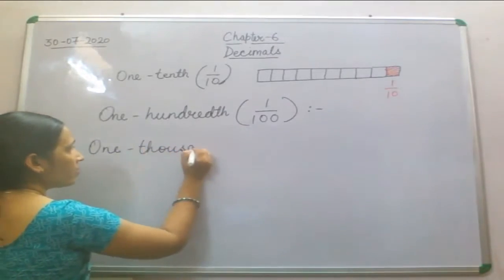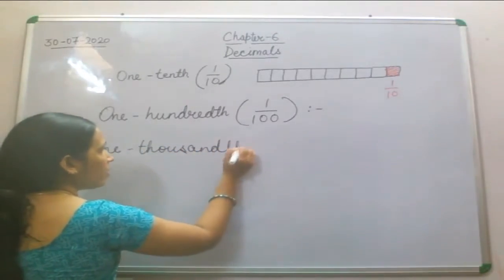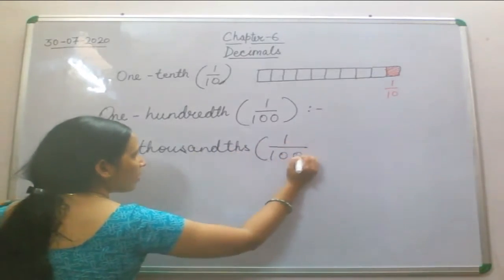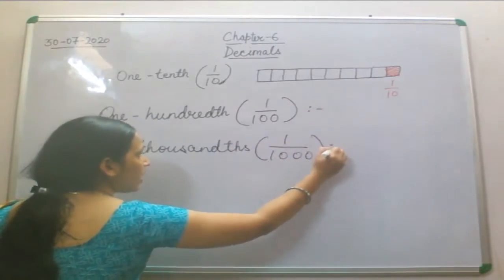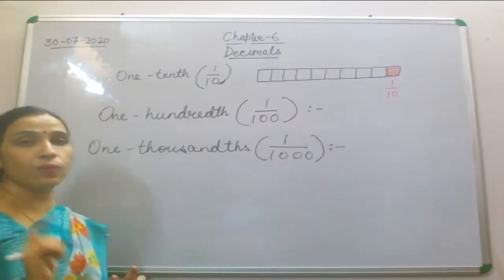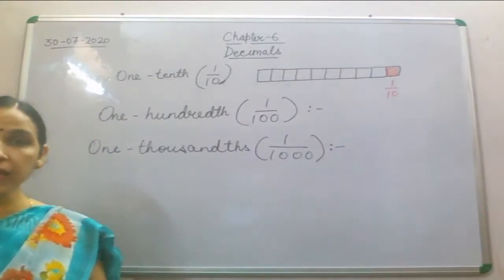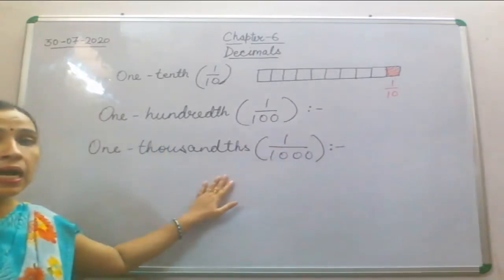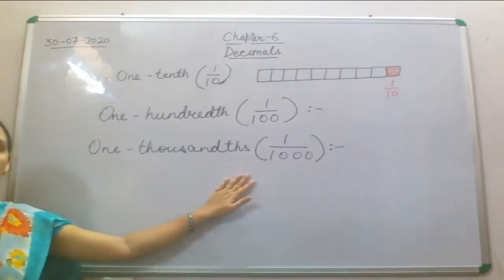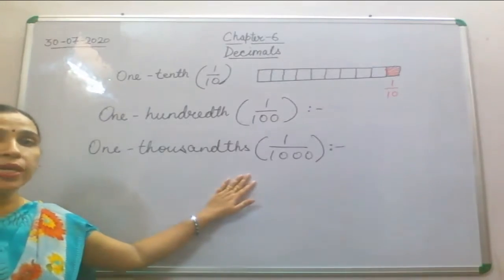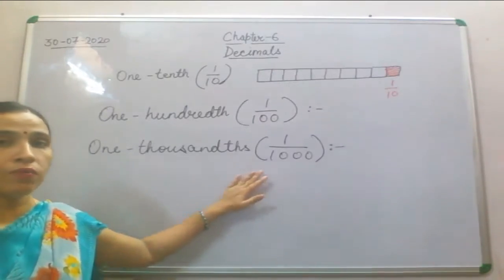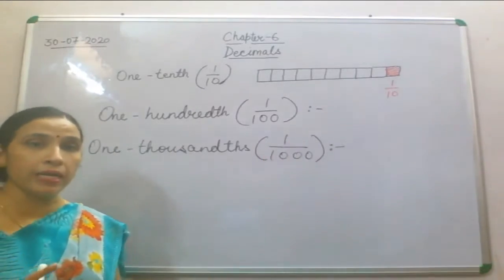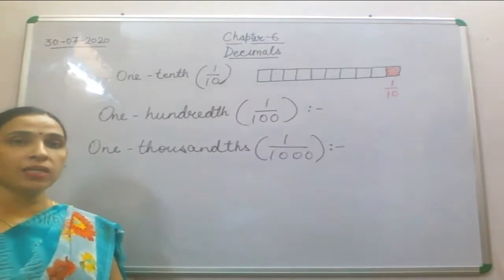1/1000. Now what do you mean by this 1/1000? It means that out of 1000 equal parts you are going to shade one part. Out of 1000 equal portions you are going to shade one portion, that is 1/1000.